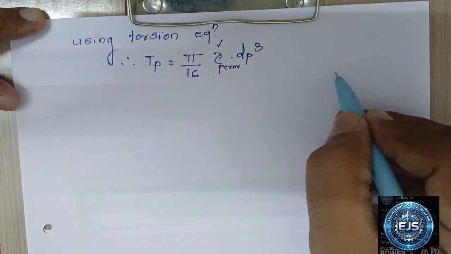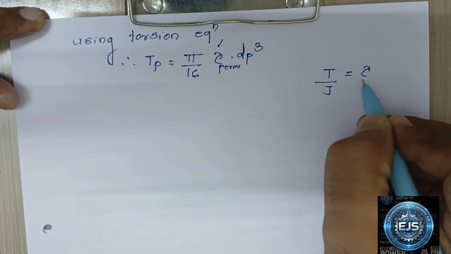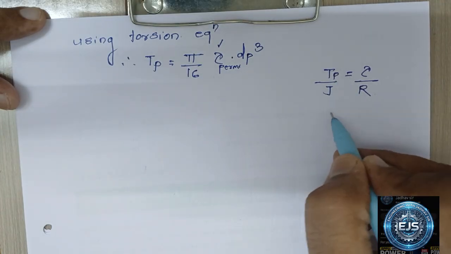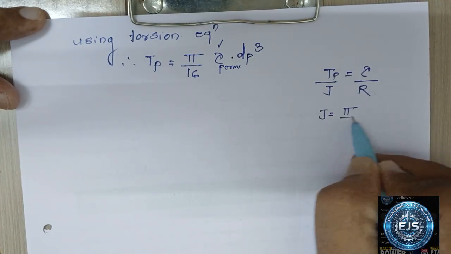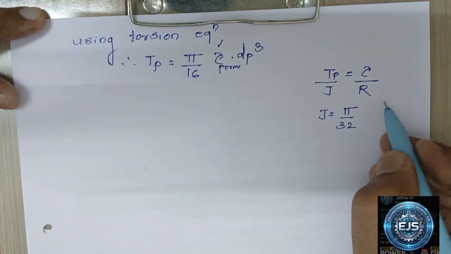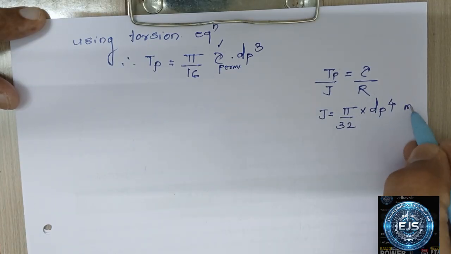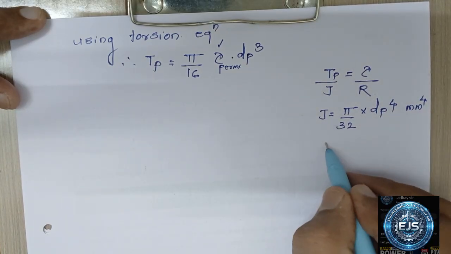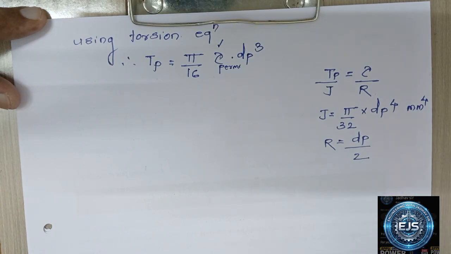So how is this formula derived? T by J is equal to tau by R. This is the equation. T is nothing but Tp here, and J is the polar moment of inertia of the circular cross section of the shaft. J is pi by 32 into dp raised to 4, the polar moment of inertia of the pinion shaft. R is nothing but dp by 2, the diameter of pinion divided by 2.